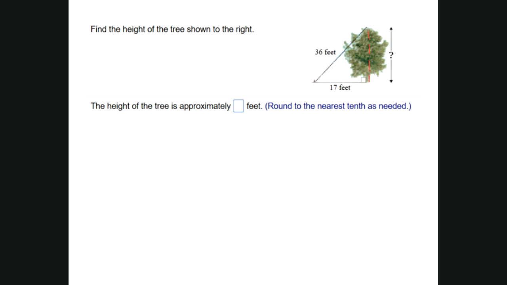So we have a right triangle. With this right triangle, we're allowed to use the Pythagorean theorem. Now to use the Pythagorean theorem, we need to identify our sides of the triangle. So this base that's 17, which connects to the 90-degree angle, is a leg. So I'll call this A. My height, unknown, I'll call it B. And the longest side, the hypotenuse, is C. So remember, we have A squared plus B squared equals C squared. A and B are the legs.